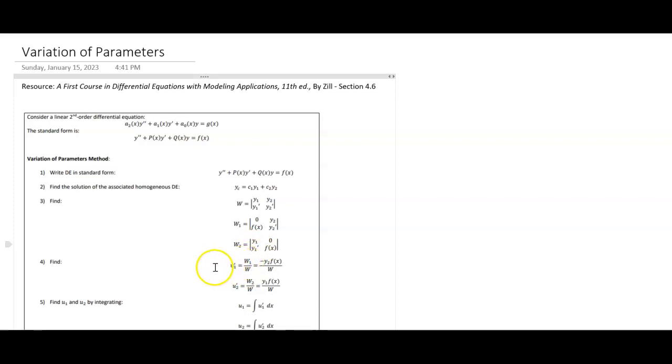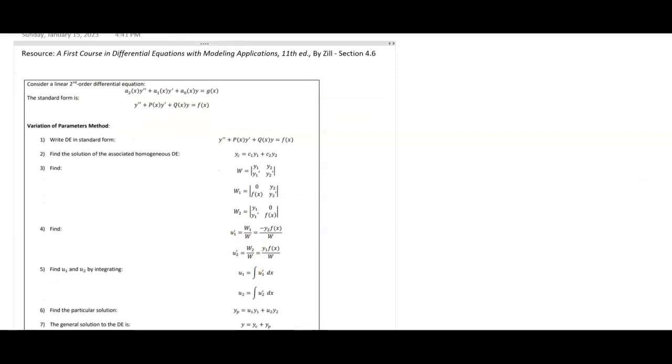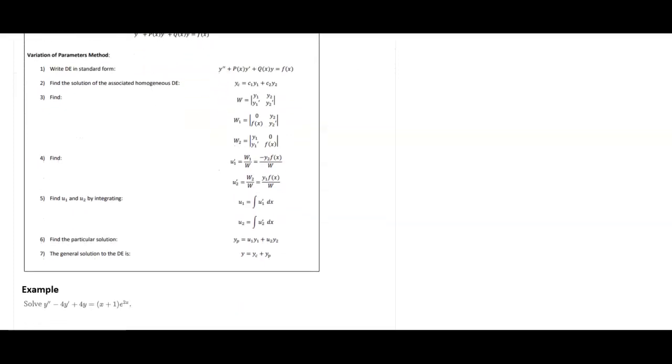We'll then find some arbitrary functions that are based on Wronskian 1 and Wronskian 2. And then we can integrate those functions to find our u1 and our u2. Now, for the particular solution, notice that u1 and u2 is going to get multiplied by y1 and y2. So this is very similar to reduction of order, in that you're trying to find that variable or that function, u1 that is associated with y1 and u2 that's associated with y2. And then we have our general solution down here.